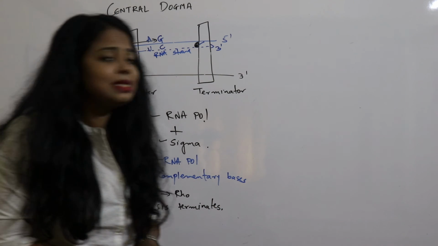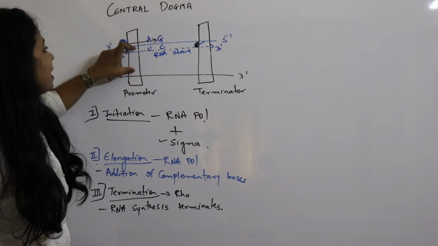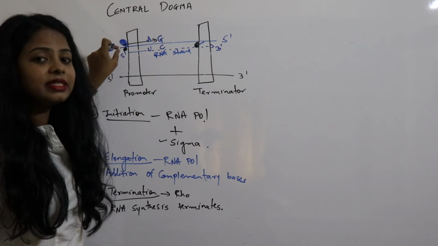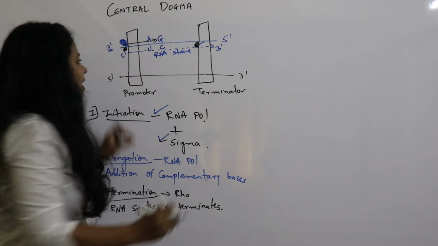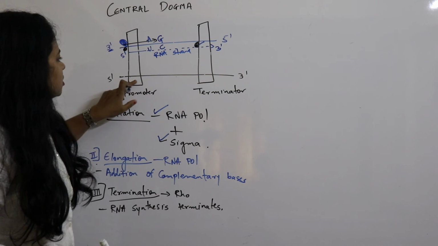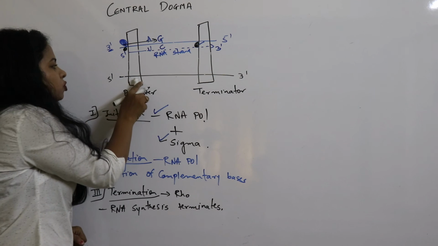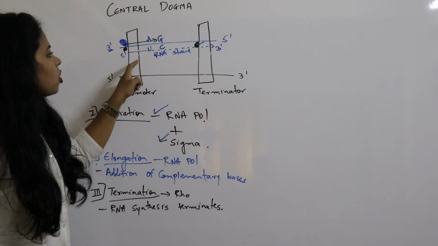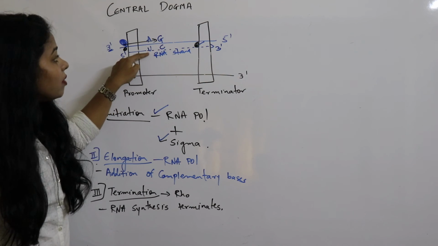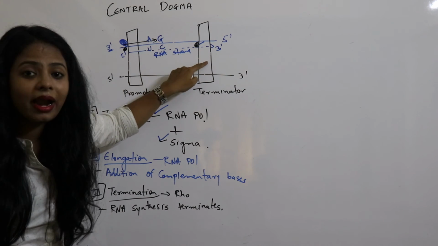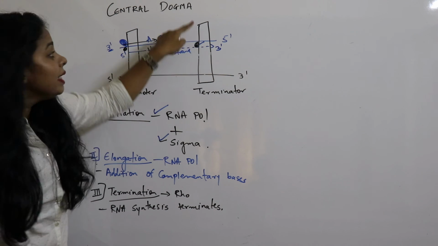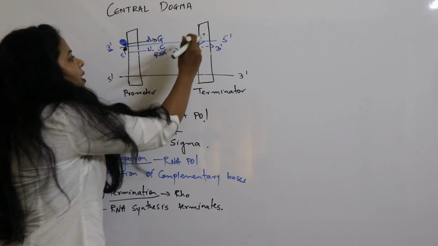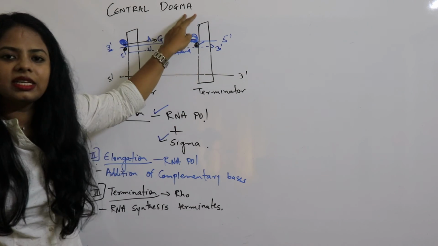Okay, so let us summarize this. The first step, initiation. This is the point at which RNA polymerase binds to the promoter sequence. Now this requires what? Sigma factor. So RNA polymerase and sigma factor are required. Now promoter is the sequence present near the 5' end, that is upstream. Now here the RNA synthesis starts. Once the RNA synthesis starts, the complementary bases are added and there will be elongation of this RNA strand. Now this elongation continues till what? Till the terminator. Now when the RNA polymerase reaches here, the process stops.